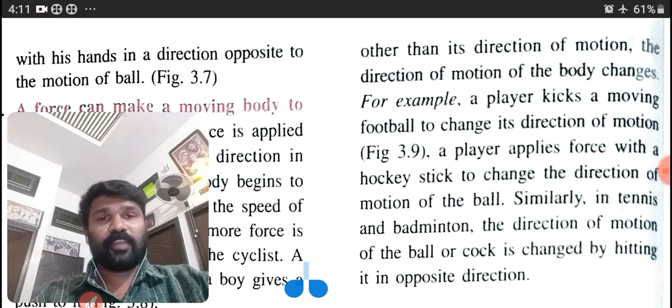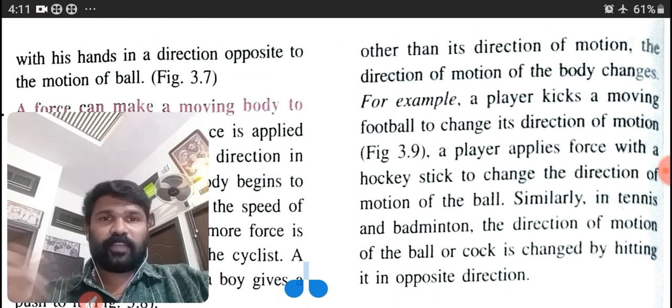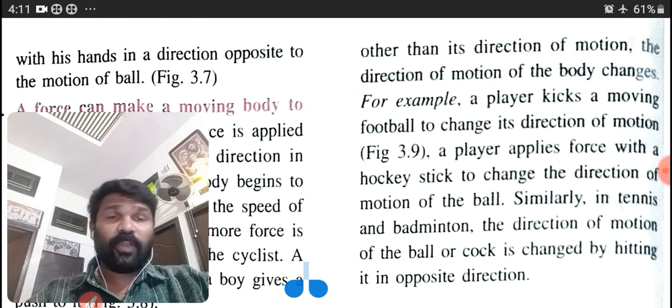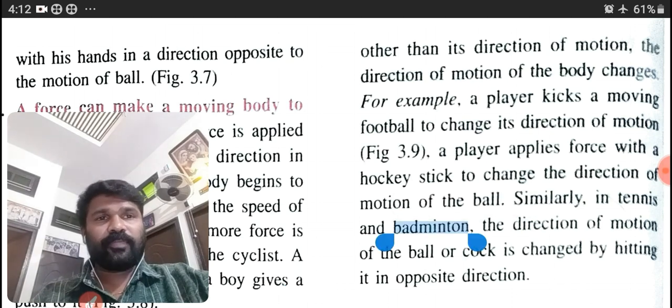Doubles and singles are there. Anyway, both sides are standing and we are hitting the cork. Suppose that from the opposite ground, one is hitting to us, what will we do? We will hit it with our rackets in the opposite direction. Then what will happen to the cork? The cork will move in the opposite direction. So, by this example, we can conclude that a force can change the direction of a moving body.